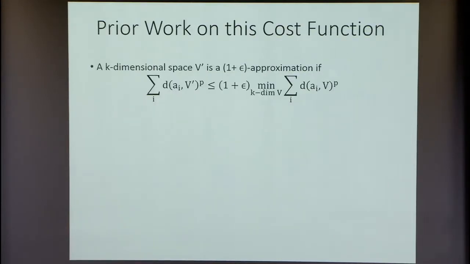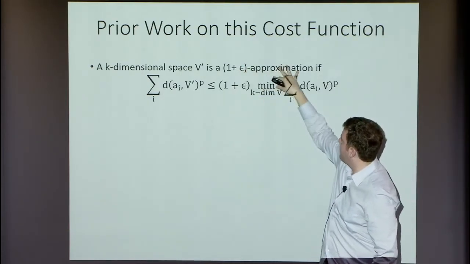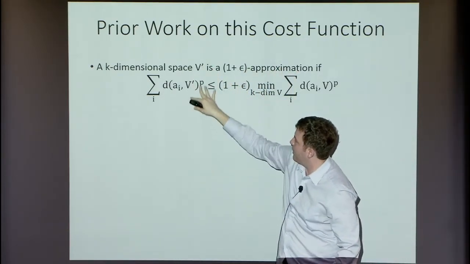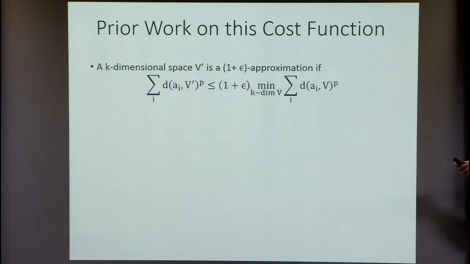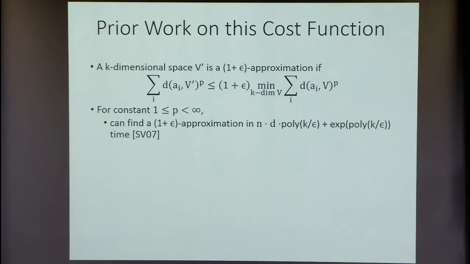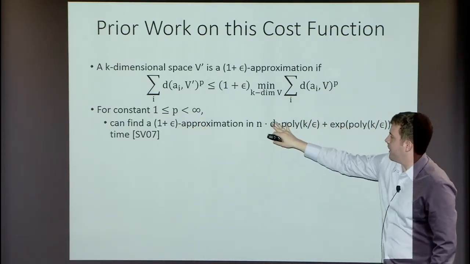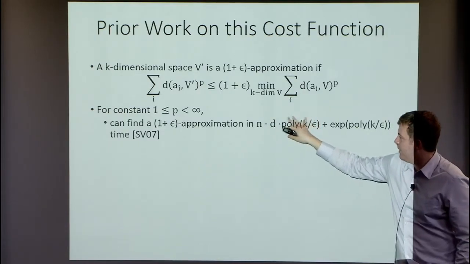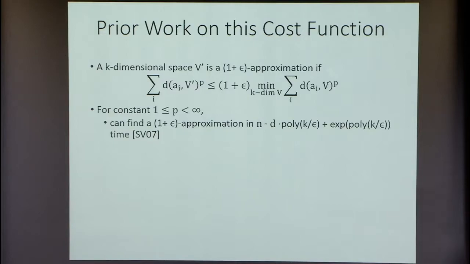Okay, so what is known about this? So just let me say notationally, a 1 plus epsilon approximation for a space V prime means if I plug it into this objective function, I get 1 plus epsilon relative error. So what's known for any p at least 1, I can find a 1 plus epsilon approximation in time which is n times d poly k over epsilon plus an exponential term in poly k over epsilon.